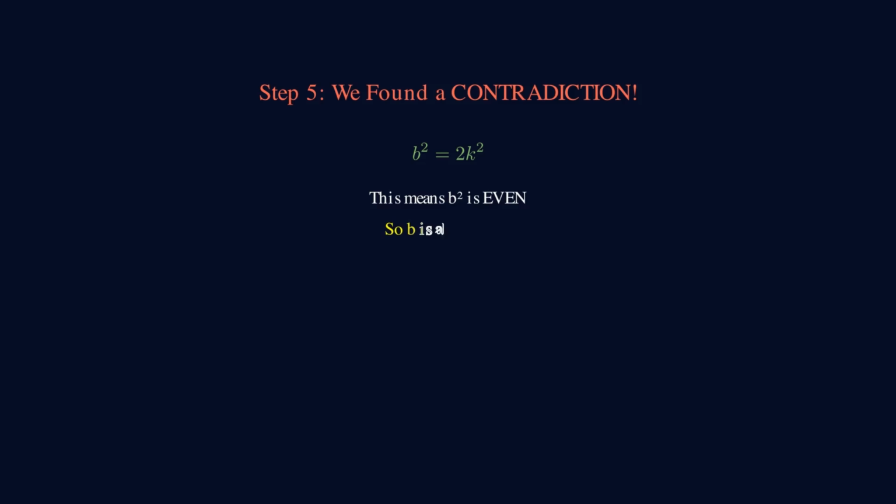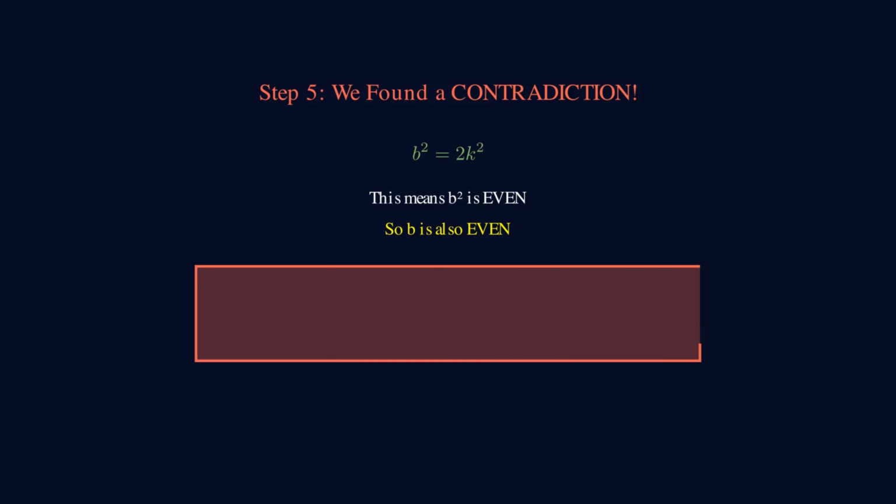Step 5. And here's our contradiction. This equation tells us that b squared is also even, which means b must be even too. But wait, this is impossible. We started by saying that a and b have no common factors. But now we have shown that both a and b must be even, meaning they both have a factor of 2. This contradiction proves that our initial assumption was completely wrong.